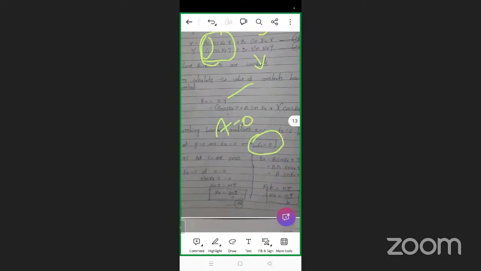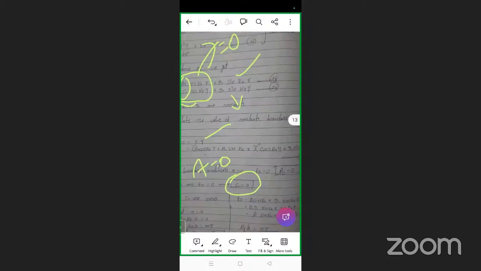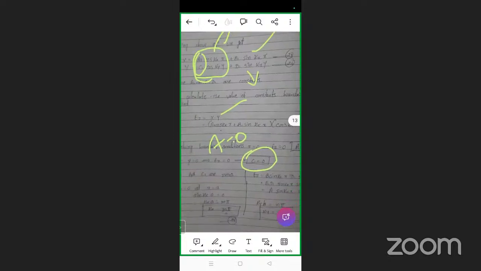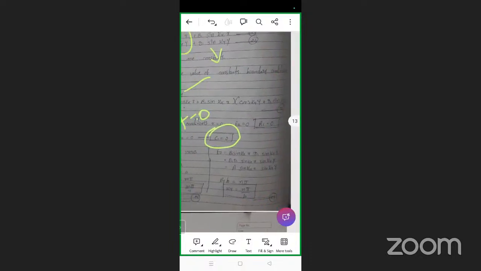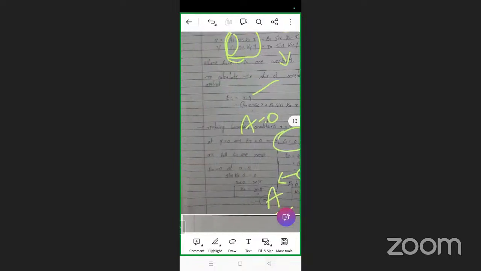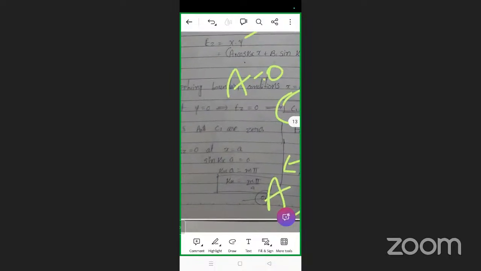Multiplication of both, what will we get? b1 d1 sin kx of x, sin ky of y. After keeping a as 0, c as 0, we have b1 sin kx x and d1 sin ky y. This b1 d1 I am treating as one constant. That constant is called A. Next, after making the constant, I am taking only the individual variable: sin kx a equal to 0.